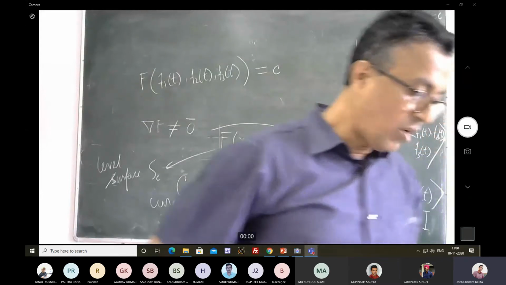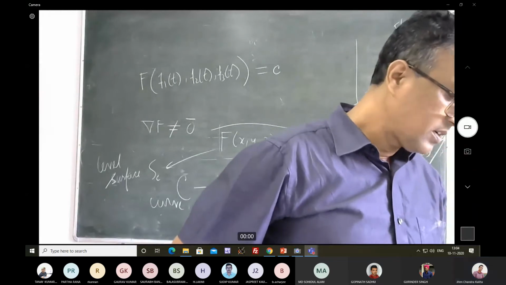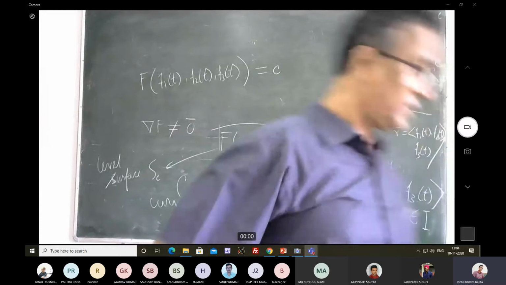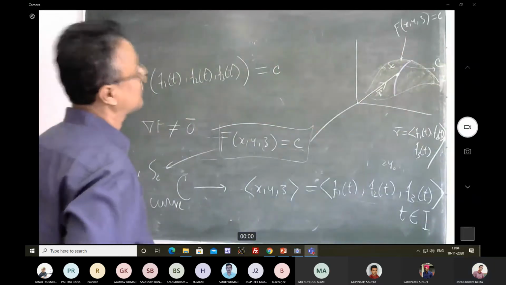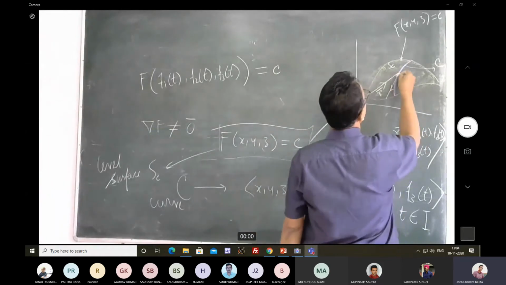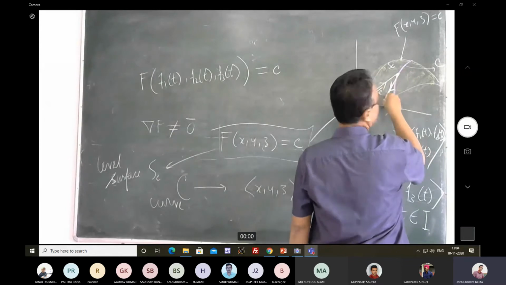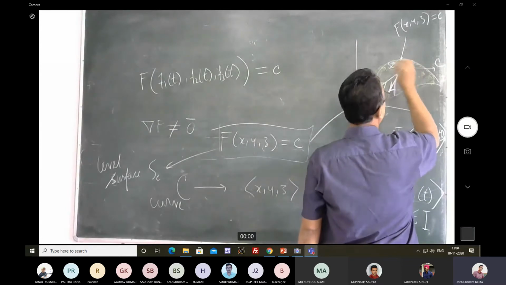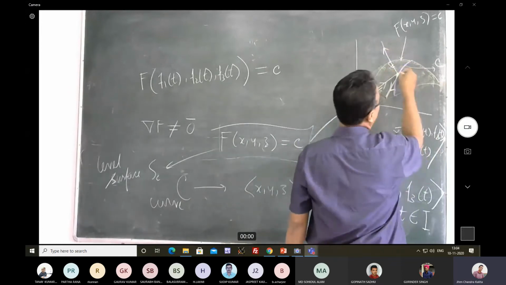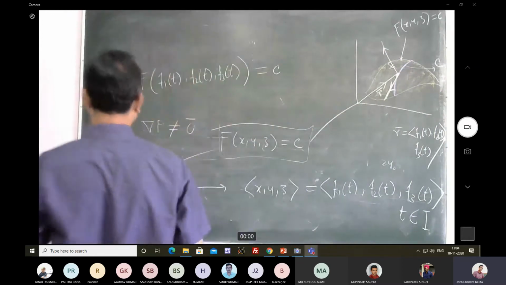Right? So now you have to show that at each point of C, the vector tangent to C is orthogonal to the vector normal to SC. You have to show that if you take any point here and draw a tangent, this tangent is orthogonal to the normal that you draw to this surface at this particular point. That's it. Okay, and you will see that it's very straightforward.